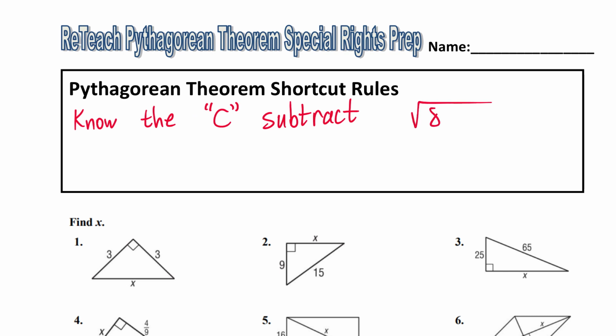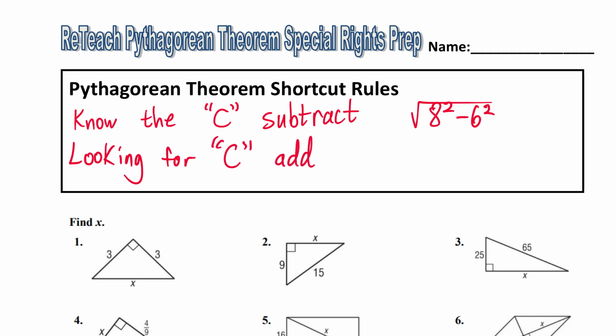So, for instance, what I mean is going to look like this: 8 squared subtract 6 squared. Okay, the other half of that is if you're looking for C, you're going to add. So it would look like this: 8 squared plus 6 squared.